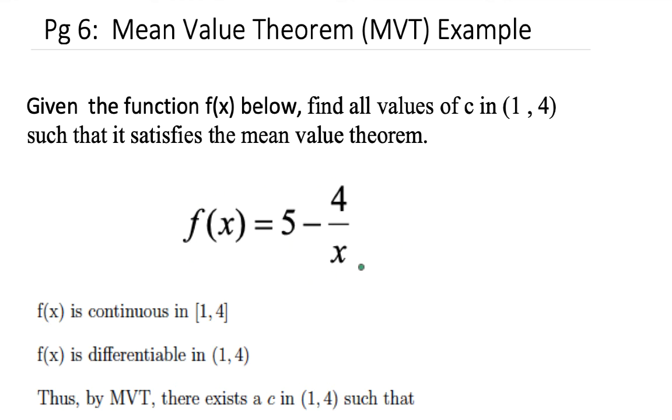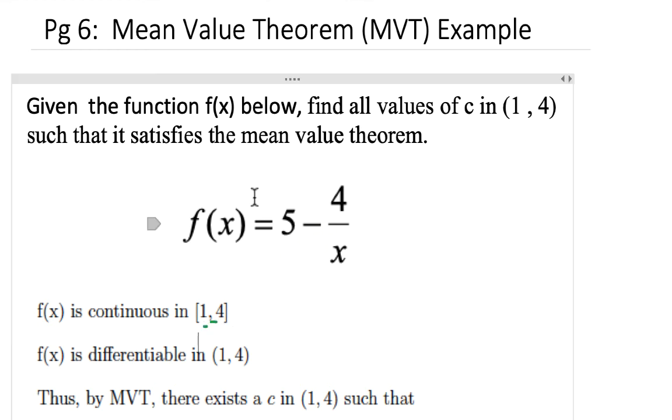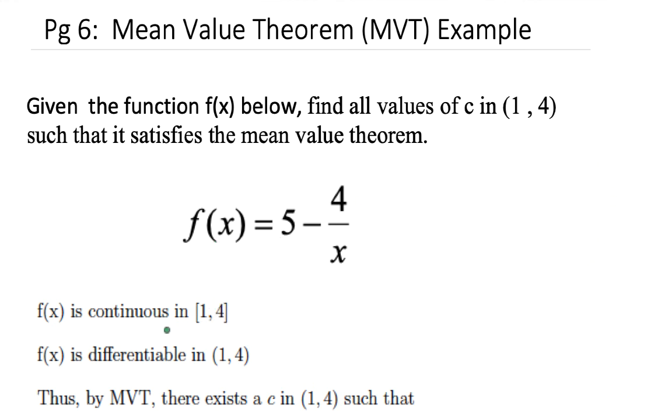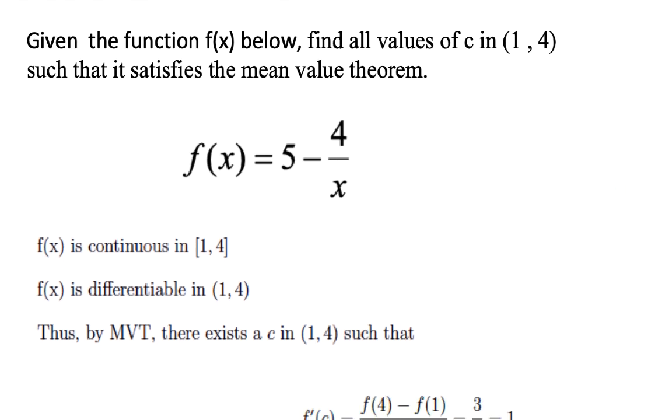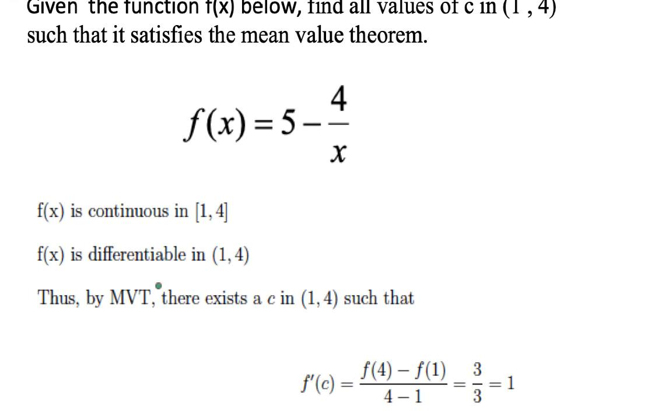There are two conditions: one is continuity and the other is differentiability. Clearly, in the interval 1 to 4, and the interval is very important, this function f(x) is continuous as well as differentiable. Remember, the problem for this function f(x) equals 5 minus 4 over x is at 0, but 0 is not in our interval, so we do not have to worry. So our conditions are satisfied for the mean value theorem.